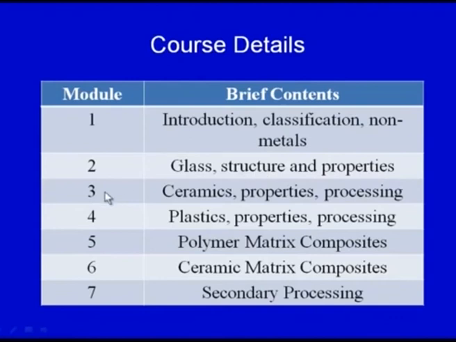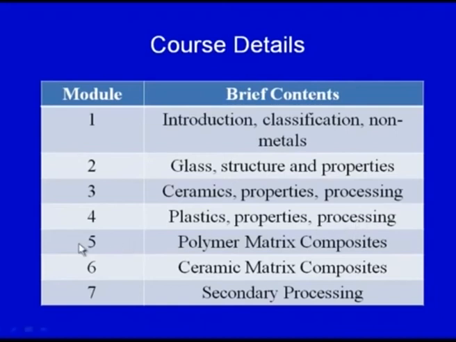we will see the melting of glass and how the glass products are made, the processing of glass products. In module number 3, our focus would be on ceramics, their properties and processing of ceramics into ceramic products. In module number 4, our focus would be on plastics, different types of plastics, thermosets and thermoplastics, and finally we will focus on the processing aspects like injection molding and compression molding of plastics.